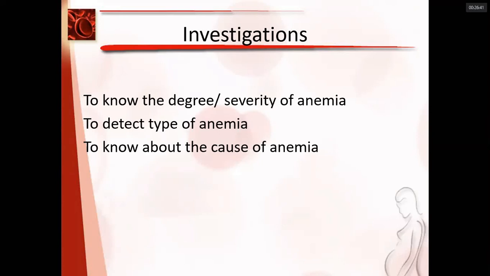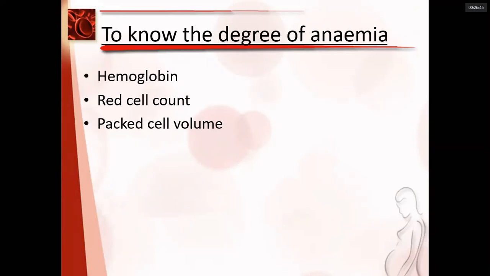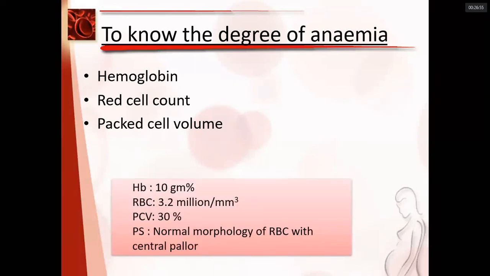To know the degree or severity, as we told earlier, by hemoglobin we have classified it as mild, moderate, severe, and very severe. Red cell count and packed cell volume also reflect hemoglobin. Besides that, again, I'm reviewing here the physiological anemia of pregnancy, especially in the second trimester. If the hemoglobin is up to 10 gram per deciliter with peripheral smears showing normal morphology of red blood cells, it is just physiological anemia of pregnancy and may not need treatment.